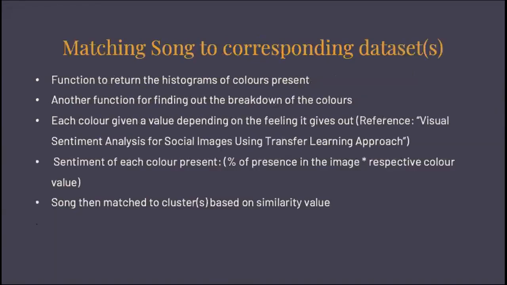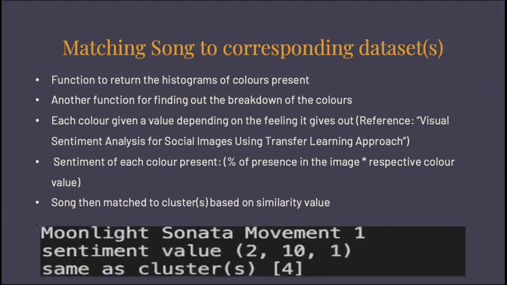So moving on to matching the song to the corresponding data set, we need to first find the sentiment of the data set, which is the sentiment of each cluster. The main algorithm for this is to identify the colors present in the picture along with their percentage breakdown in the picture. This is then multiplied to give the sentiment for each color and finally summed up to give the sentiment of the entire picture. So the song is then matched to the cluster based on the similarity value to the nearby clusters. So there can be a matching of more than one cluster for this. For the example of Moonlight Sonata, the song was basically matched to cluster 4.